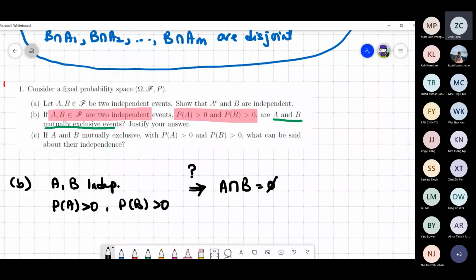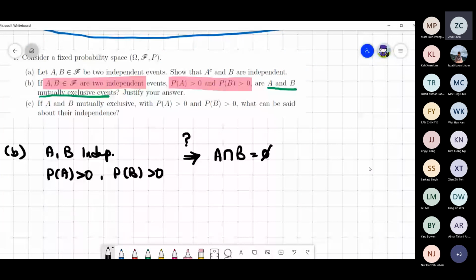So I think C will be similar. C will be just, if we know A and B are mutually exclusive, so that means they are disjoint, and P(A), P(B) greater than 0, then we want to check whether they are independent or not. Okay, so this is question 2B. So I think the answer is quite straightforward.